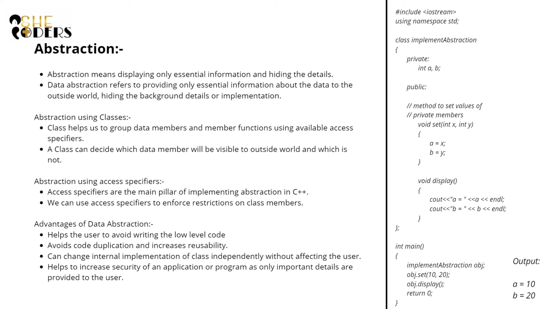Next is abstraction. Abstraction is displaying only the essential information that we want to show to the outside world and hiding the details. Data abstraction refers to providing only essential information about the data to the outside world and hiding the background details, or the implementation, within us. Abstraction can be achieved by using classes and access specifiers. Classes help us group the data members and member functions using the available access specifiers, and a class can decide which data members will be visible to the outside world and which will not.